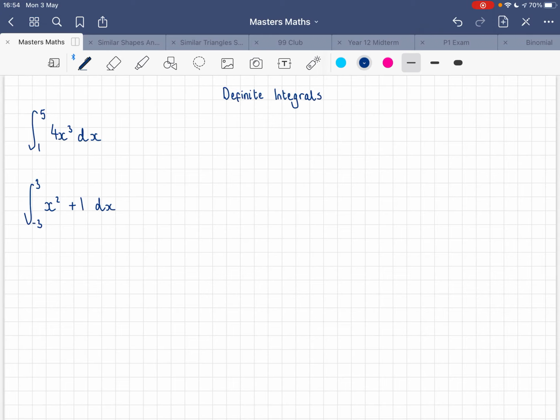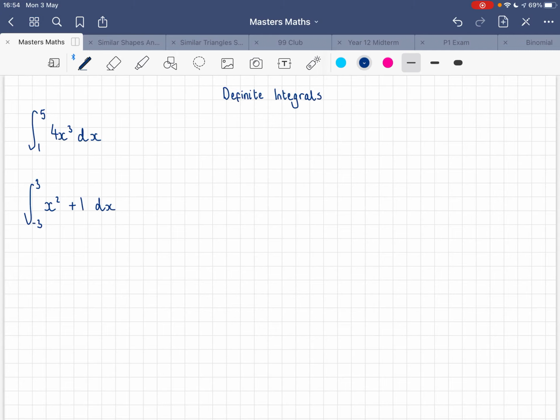Everything we did with integration in P1 was about looking at it as the opposite of differentiation, getting from your dy by dx back to your y equals equation, or just simply integrating something. With definite integrals, we are starting to use the fact that integrating the equation of a curve finds the area underneath that curve.